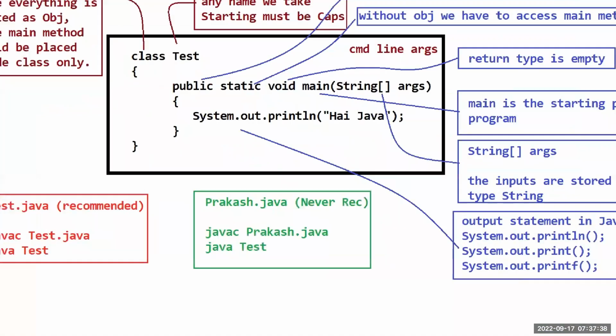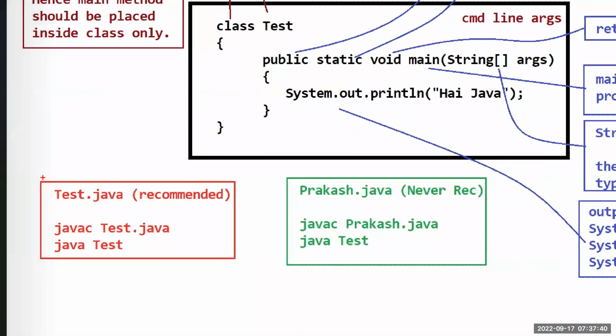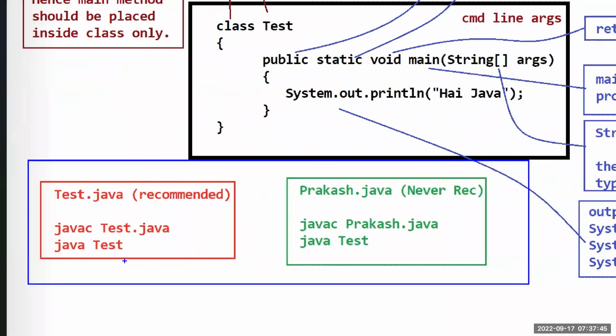Have you seen here? I have mentioned 2 points. What is the first point? To compile the program, you can use javac Test.java, and to run the program, java Test, which is recommended. The second: to compile the program, javac Prakash.java, because my file name is Prakash, and java Test because my class name is Test. This is never a recommended approach. This one is always recommended.